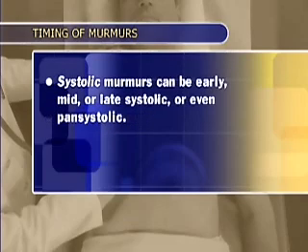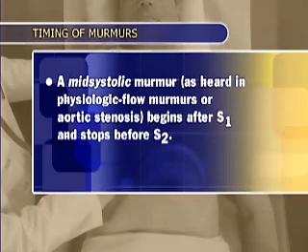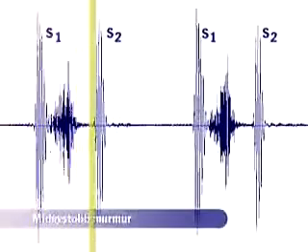Systolic murmurs can be early, mid, or late systolic, or even pansystolic. For example, a mid-systolic murmur, as heard in physiologic flow murmurs or aortic stenosis, begins after S1 and stops before S2.